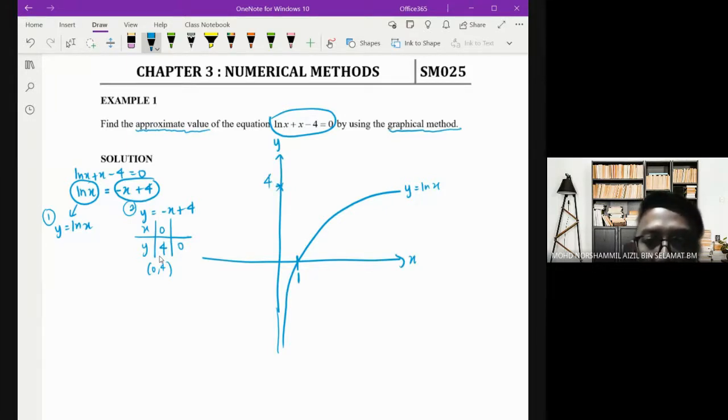0, 4. And then when Y is 0, what happens? When Y is 0, X is also 4. So this one is 4, 0. We plot 4, 0 here, roughly 4, 0. So we draw a line passing through these 2 points. Okay, so this is the graph of y equals to minus x plus 4.